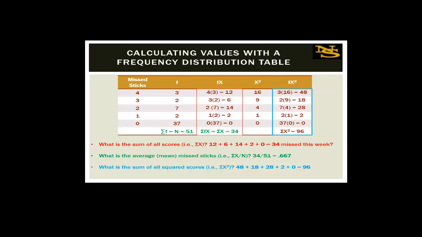3 times 2 is 6. 2 times 7 is 14. 1 times 2 is 2. 0 times 37 is 0. Add all those together and you get 34. So there were 34 missed sticks in total this week among all the phlebotomists at Quest Diagnostics, for example.